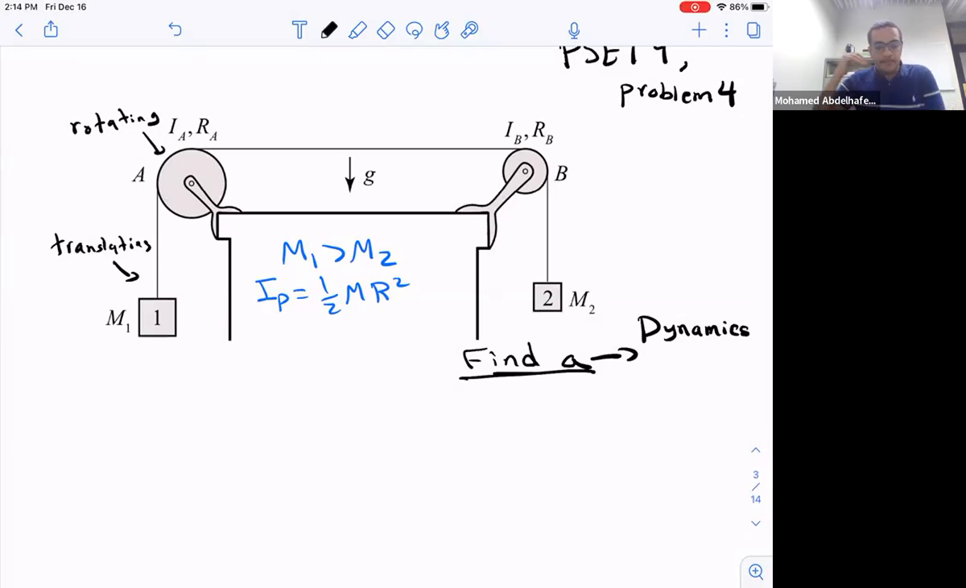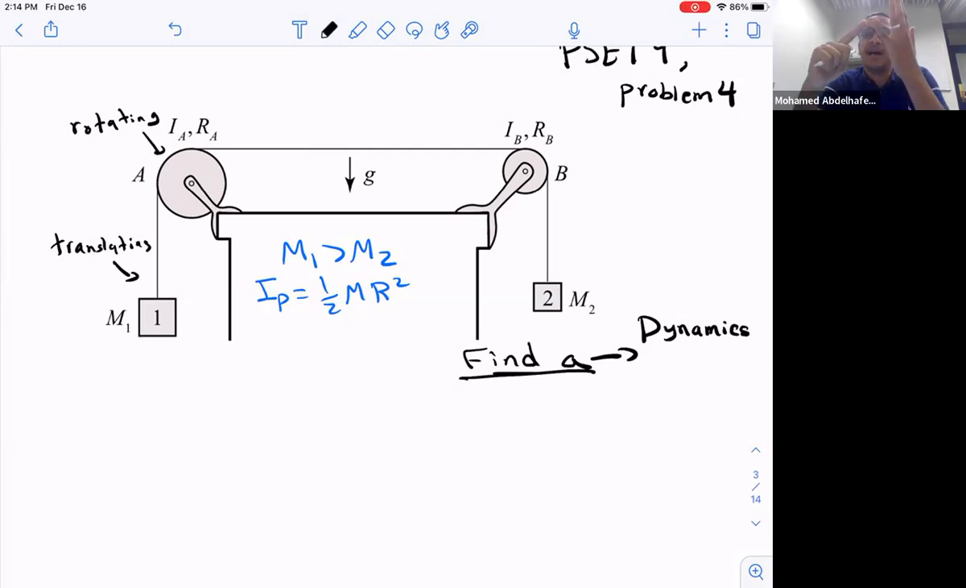Okay, so object 1 is translating, object 2 is translating, pulleys are rotating. So here we have this split between rotations and translations, but we don't care. We use dynamics. Dynamics means if you're translating, you write F equals MA. If you're rotating, you write torque equals I alpha. So let's go through these and remember our strategy for pulley problems.